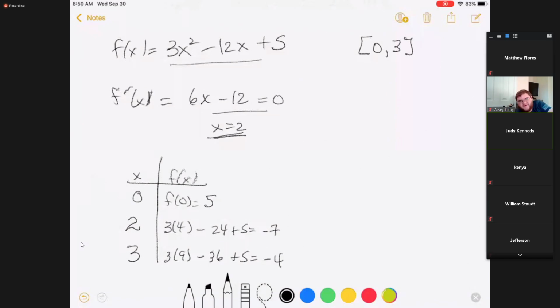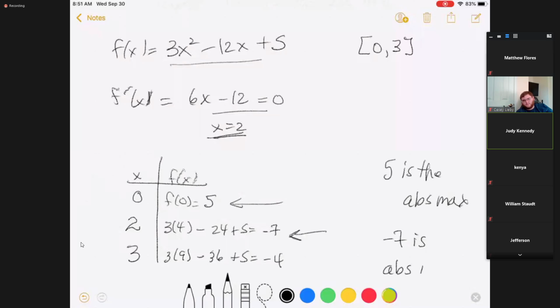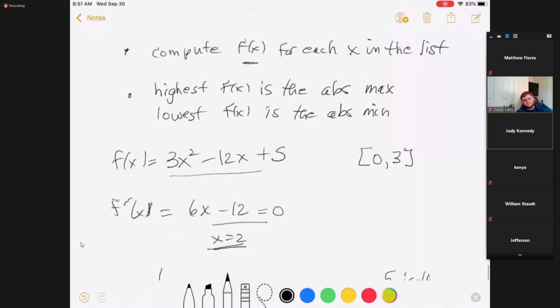Okay, so what's the biggest number? The biggest number is 5 in that list. 5 is the absolute maximum. What's the smallest number? That's what happens at 2. Minus 7 is the absolute minimum. Okay, so that's all you've got to do.